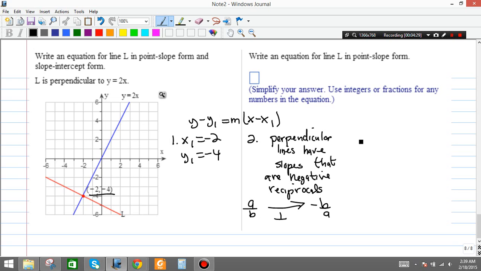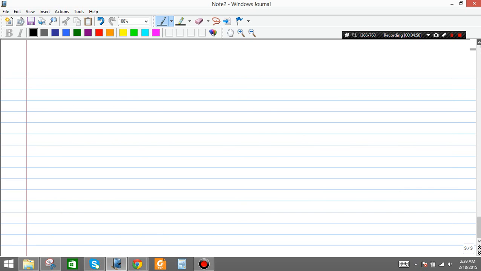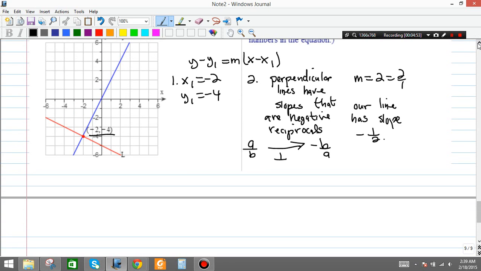And so for us, the line that we're given has slope 2, which is 2 over 1. So our line has slope negative 1 over 2. Now we're ready to go. It goes y minus negative 4 equals, our slope is negative 1/2 times x minus negative 2.